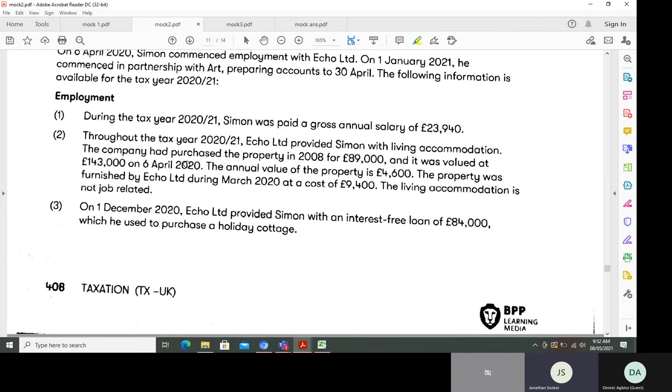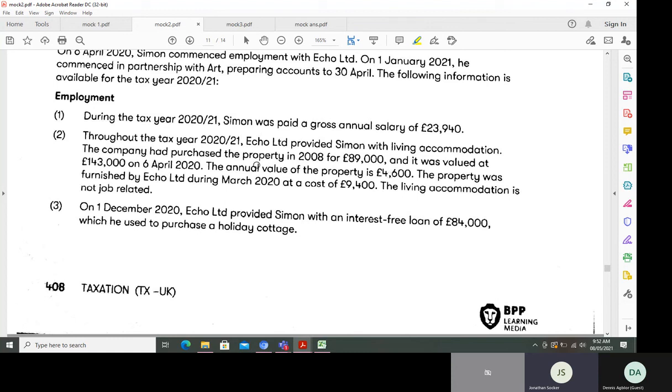The company purchased the property in 2008 for 89,000 and it was valued at 143,000 as at the date they gave it to him. The annual value of the property was 4,600. So when it comes to the accommodation, the first thing you look out for is the higher of the rental the company is paying on this accommodation and the annual value.